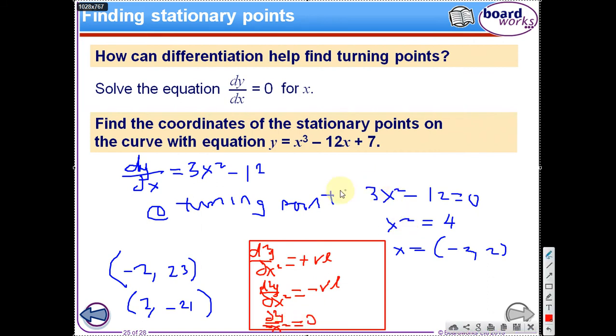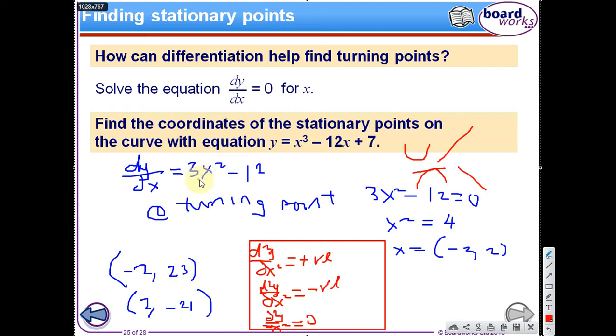Okay, don't forget, a positive graph, something like this, has a minimum point. But if you have a negative graph, a curve like this, it has a maximum point. When it's negative, it has a maximum point, and this one has a minimum point. Okay, so that's that. Now what I'm going to do is to differentiate this one more time.